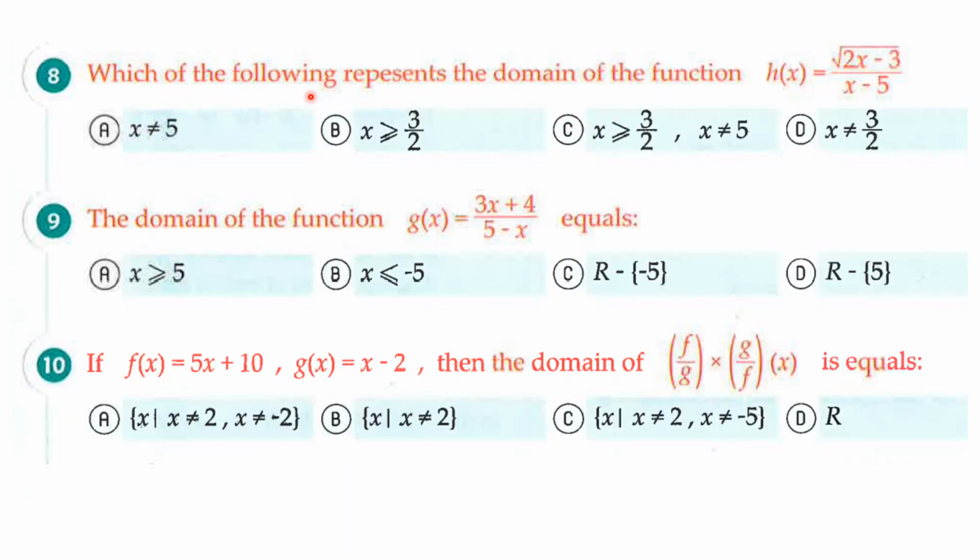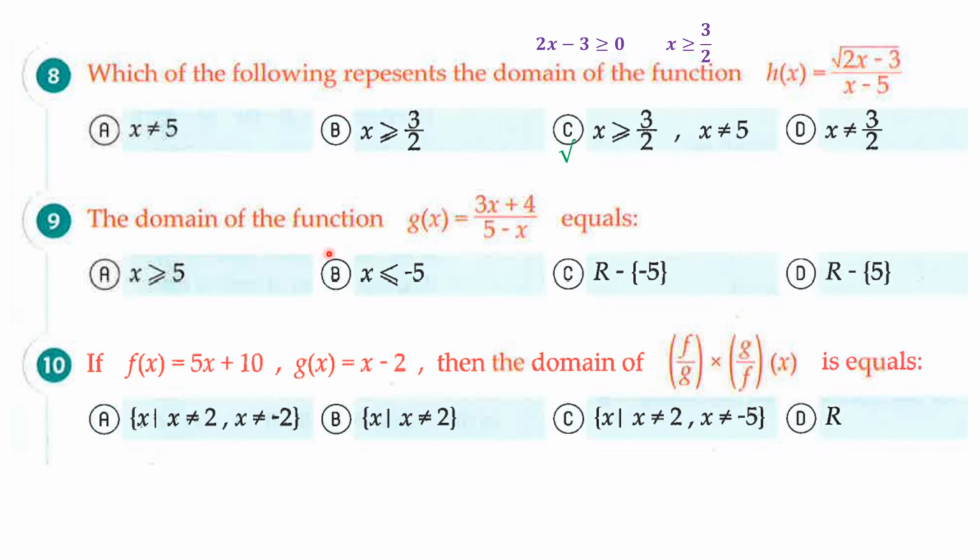Number 8, which of the following represents the domain of the function h of x equals root of 2x minus 3 over x minus 5? Here I have two things to think about, observing the answers quickly. Okay, x cannot equal 5, yeah, is right, because the denominator cannot equal 0, but this is not the only solution. I will have to think about this radical function, 2x minus 3, it should be greater than or equal to 0. So definitely x is greater than or equal to 3 over 2. I have to bear this in mind, plus x cannot equal 5. So the answer is C.